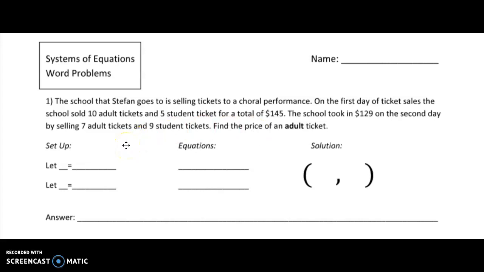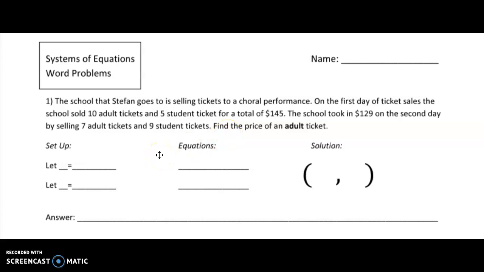That's the hard part. Once we've set up our variables in our equations, then we will use our Desmos calculator to find the solution. That is the point where the two lines intersect. Once I know my solution, then I just need to answer the question. So I need to find out, do I want both parts of that solution or just one? And you always read the question to figure that part out.